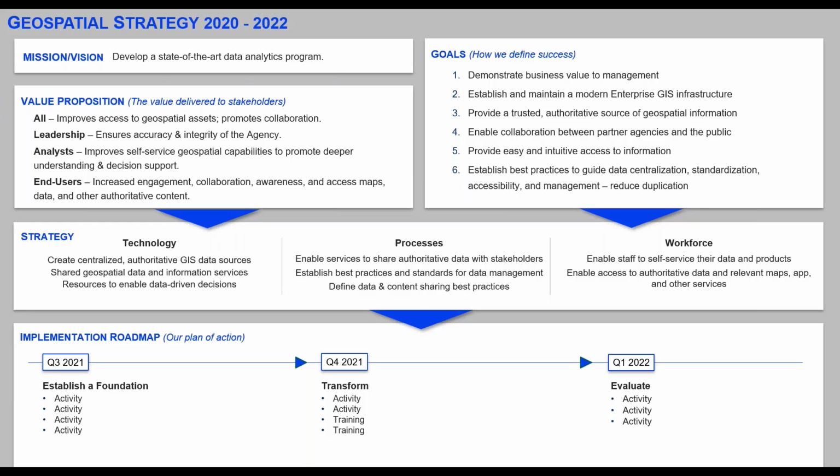So if we break it down, your mission and vision here would be to develop a state-of-the-art data analytics program, something like that, whatever you define for your organization. And then you would write down all of the goals, so how you define success. And then the value proposition. This is the section that highlights the value delivered to stakeholders.